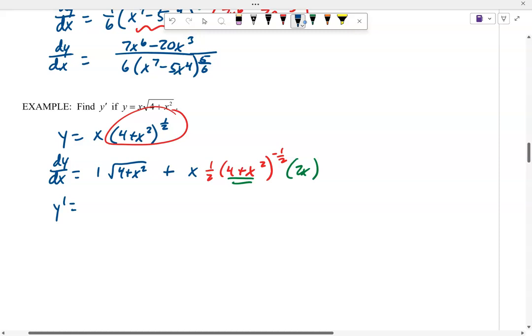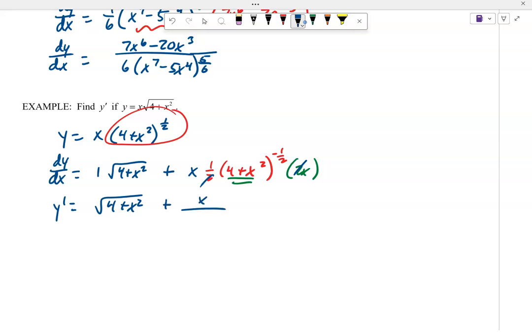So y prime equals, I got the square root of 4 plus x squared. Notice these 2's right here cancel. And I've got x, and then 4 plus x squared to the negative 1/2. That's 4 plus x squared to the positive 1/2 on the bottom. All right, I am going to get a common denominator here.